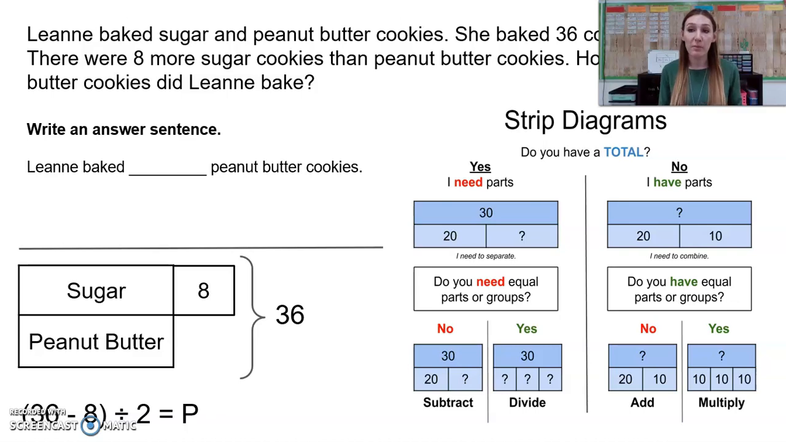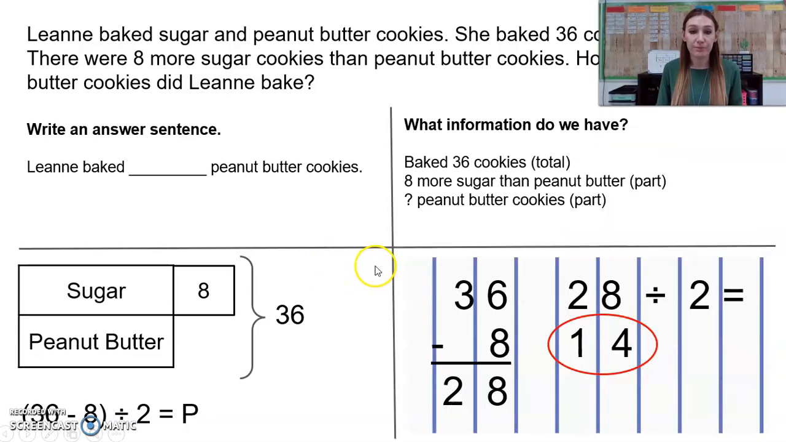This total, when combined, is equal. It has equal groups. If you notice that this sugar and this peanut butter, these groups, these boxes, are the same size. So they are equivalent. So yes, I have a total. Do I need equal parts or groups? I do. I need 2 equal groups because I have sugar and peanut butter cookies, 2 groups of cookies. So if I do need 2 equal groups, I'm going to be dividing. Because I need 2 groups, I'm going to be dividing by 2.